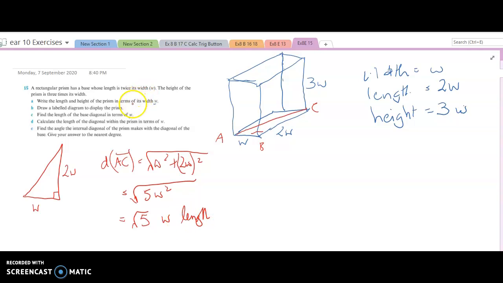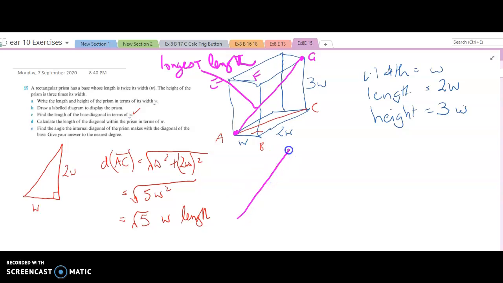So we've done part C. Now calculate the length of the diagonal within the prism. That was what most of you, I think, got stuck on. What they want now is the diagonal going from one corner right opposite and to the top of the other. Obviously this is the longest length, and this is where you should trigger your memory about the longest length. Let's call that G. So the length we want is of the longest side, DG.